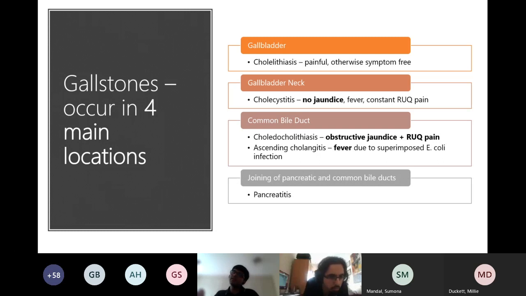And what happens when you get a gallstone in the joining of the pancreatic and common bile ducts, or the ampulla of Vater? This is probably the most important thing to know out of the four of these. Yeah, so this is pancreatitis because the pancreatic enzymes can't get out into the small intestine. They'll stay within the pancreas and they'll start a process which is effectively autodigestion of the pancreas, which is an emergency, to be frankly honest. These patients are very unwell.